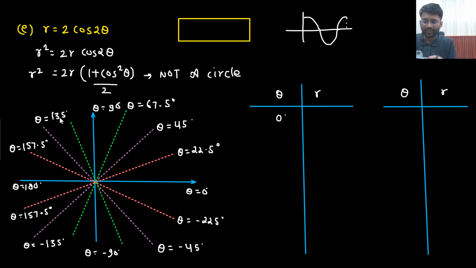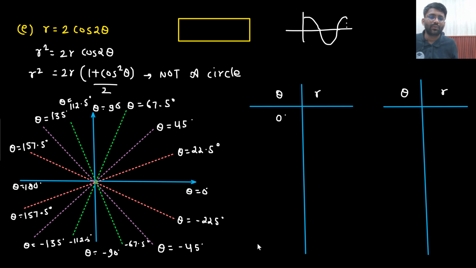And what will be the angle between 90 and 135? This is also very simple. Just simply take the average. This will be 112.5 degrees. What will be this angle? This is plus 112.5, this will be minus 112.5. This is 67.5, this will be minus 67.5 degrees.